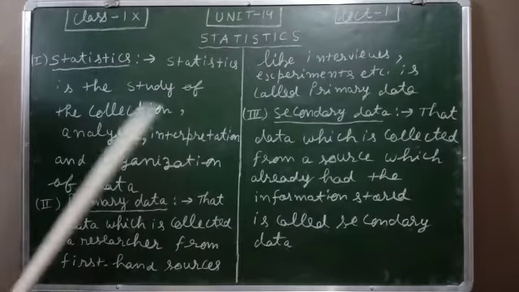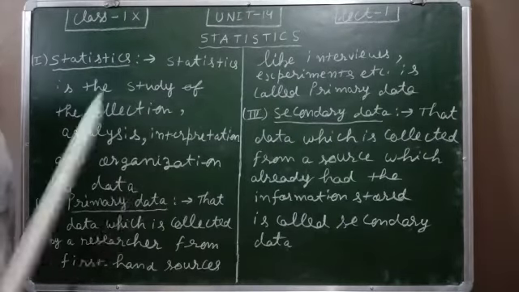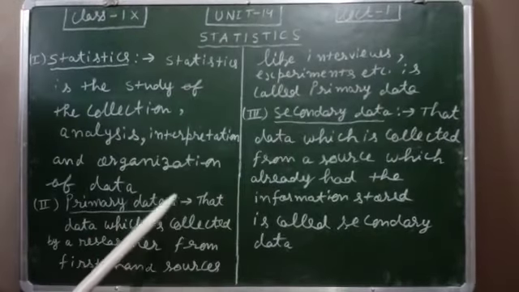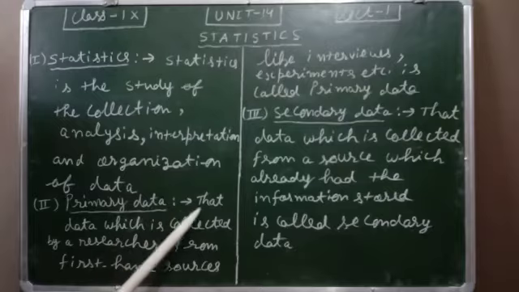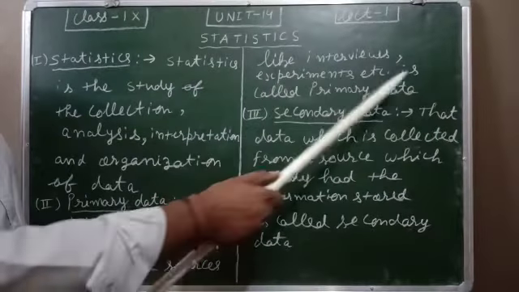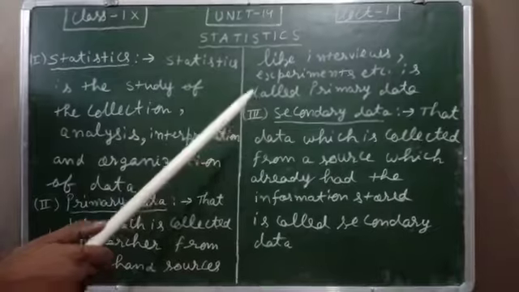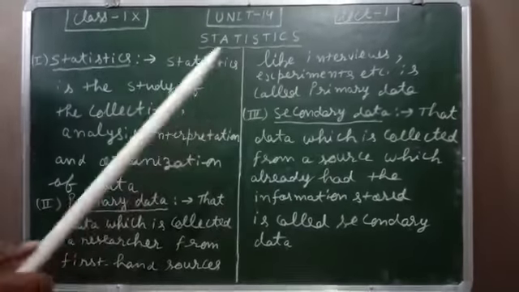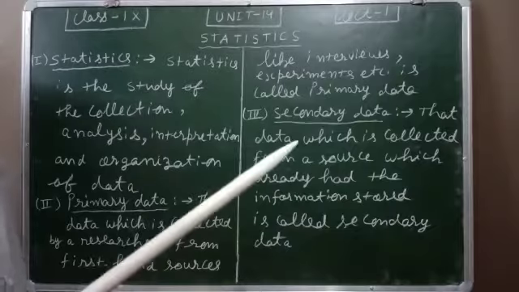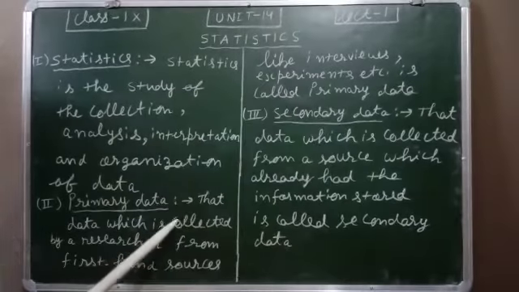data. Now second, data is of two types. First is primary data and second is secondary data. So let us study the definition of primary data. That data which is collected by a researcher from first-hand sources like interview, experiment, etc. is called primary data. Means that the data which is collected by a person himself, with a definite objective in his mind, is called primary data.